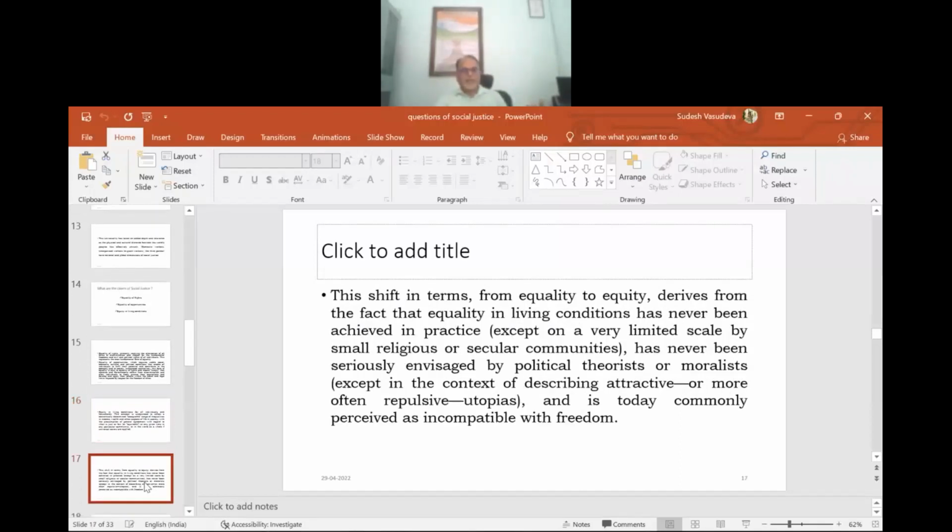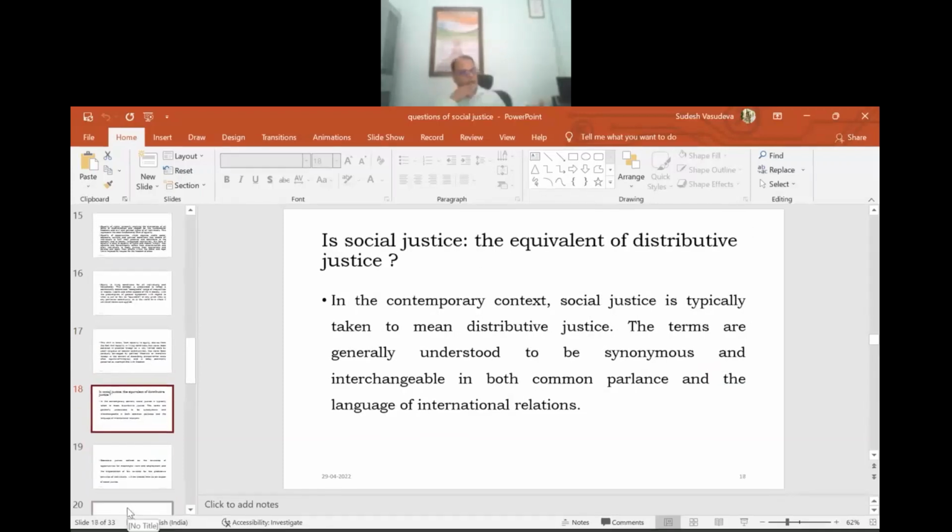I think I've discussed this. Now, the next relevant point for our discussion is: is social justice the equivalent of distributive justice? And we are asking several questions now because Dr. Vishnu Madam has given me several questions for me to answer. So I have myself raised this question and am trying to answer. Is it equivalent to distributive justice?